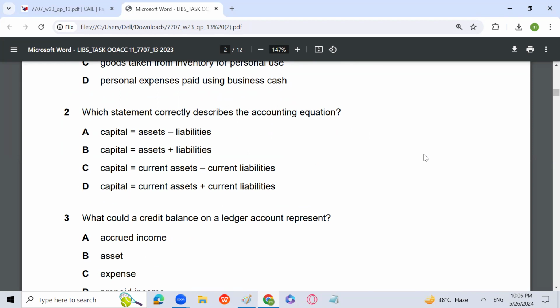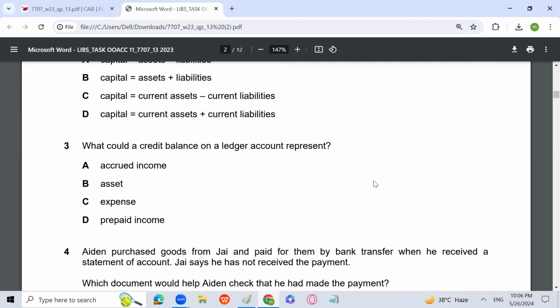Which statement correctly describes the accounting equation? Capital is equal to assets minus liabilities. So A is the answer. We have already discussed that so many times. Capital is equal to assets plus liabilities is wrong. Capital is equal to current assets minus current liabilities, that is working capital. So you need to remember that working capital is equal to current assets minus current liabilities. And capital is equal to current assets plus current liabilities, that basically becomes nothing.